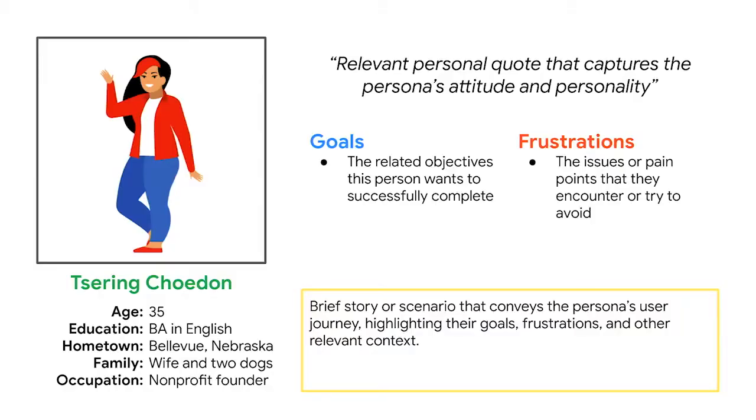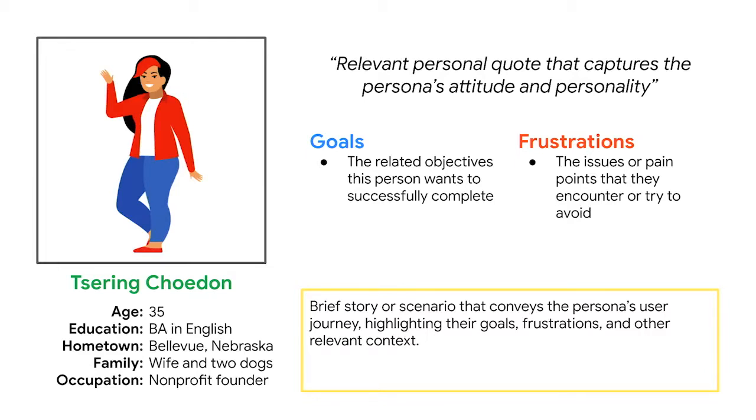Ready? Meet Searing Choadun, founder of OurPlanet.org. As we build the persona, we want to include her photo and a short biographical sketch. Include things like age, occupation, hometown, marital status, and any other demographic data points that might give us a better sense of who our user group is. So imagine that Searing is 35, has a BA in English, and lives in Bellevue, Nebraska with her wife and 2 rescue dogs.